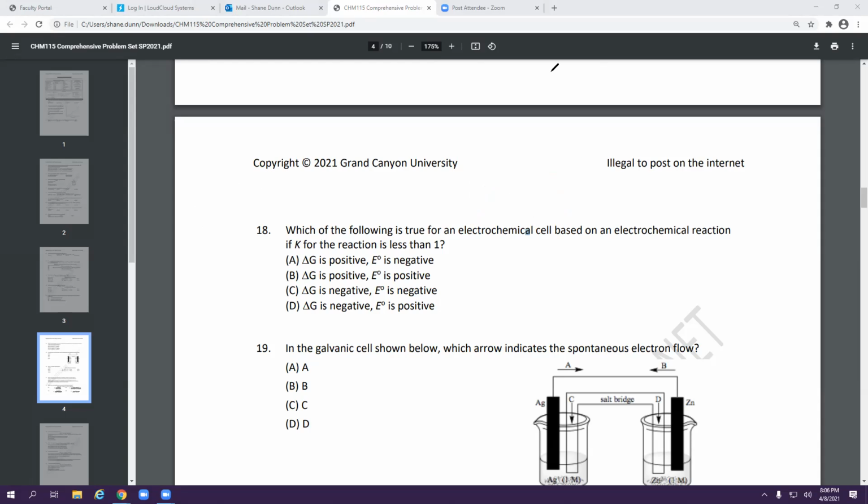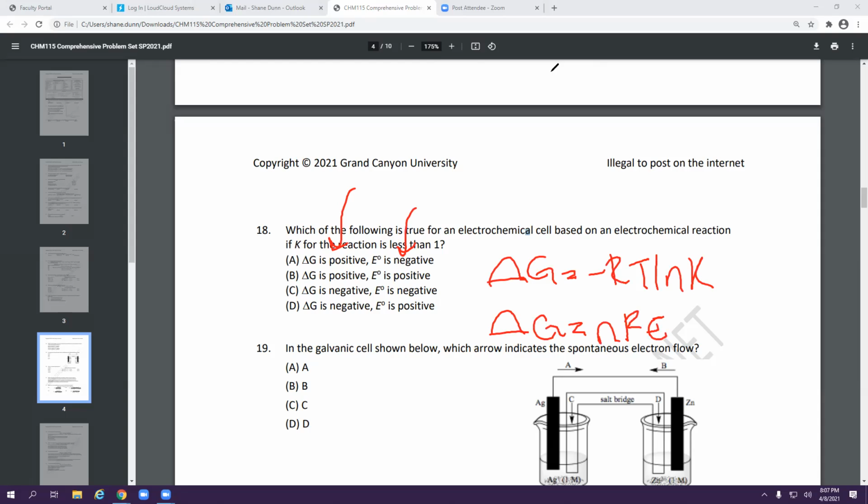So, we're looking at delta G and E naught. Well, luckily, there is one equation that uses both of them, and that is delta G is equal to negative RT ln of K, and delta G is equal to negative NF E naught. These equations should look familiar. We've used them before. Okay. Negative what? No, I think it's just N.